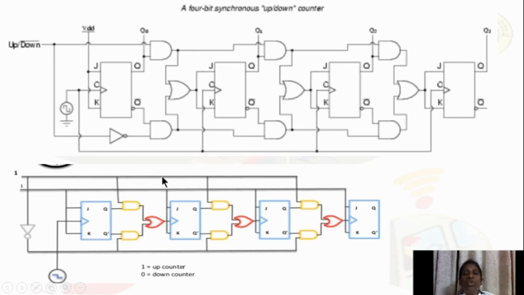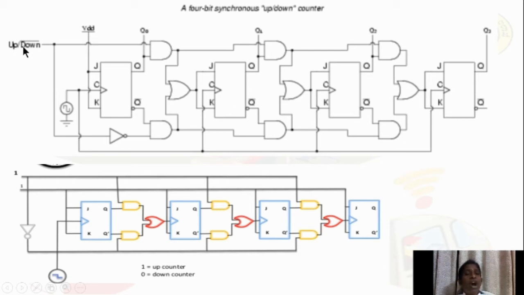So, this circuit works both in the upward direction as well as the downward direction, based on the signal called up/down bar. And for the first flip-flop, the JK inputs will be connected to the power supply called VDD. First, let us observe how this circuit works.